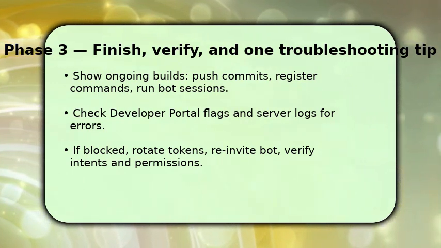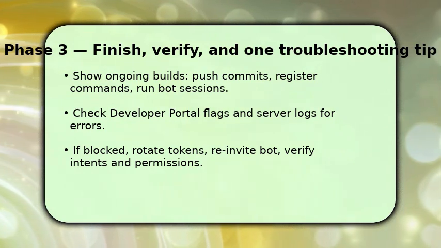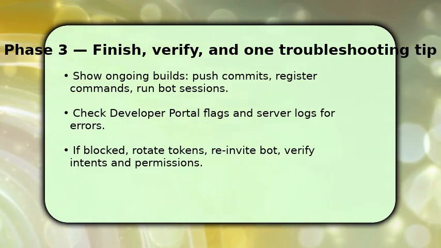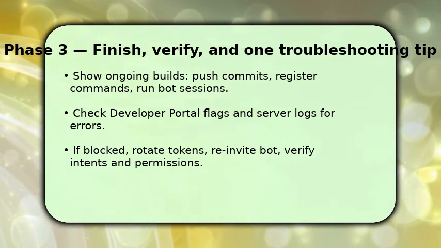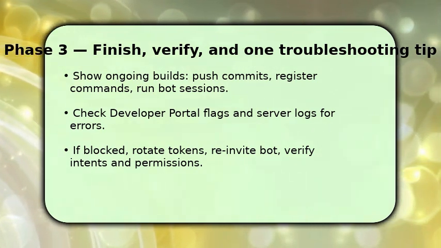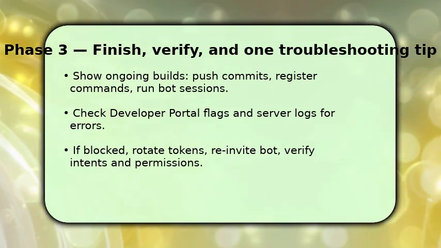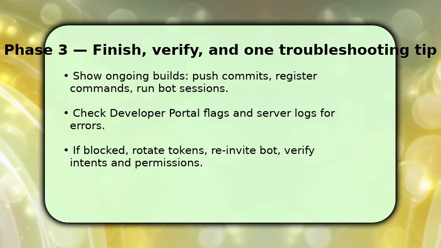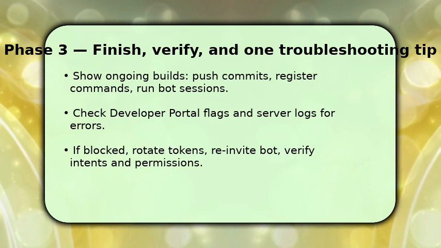Once done, confirm your app settings in the developer portal and check server logs for errors. This helps validate activity. If something goes wrong, rotate the bot token, re-invite the bot with corrected OAuth scopes, and confirm intents and permissions. These fixes resolve most issues. Finally, maintain periodic updates and clear logs of your development steps so you can show continuous involvement if needed.